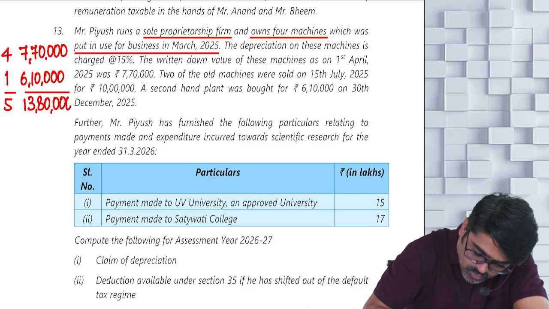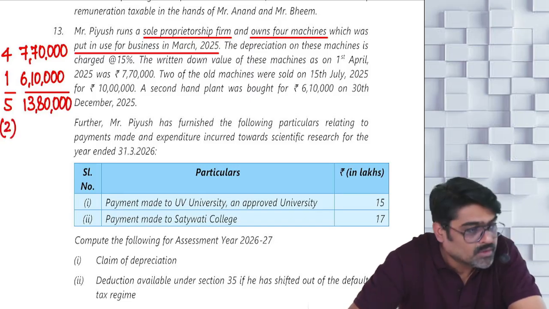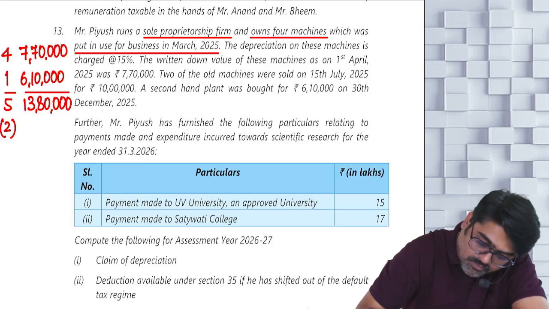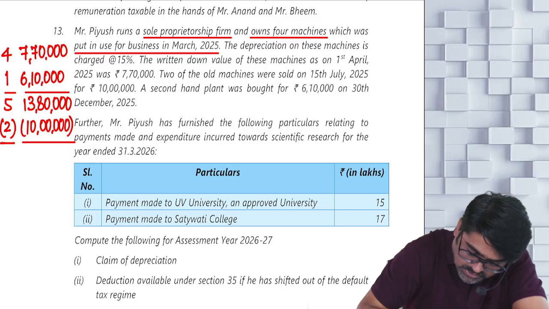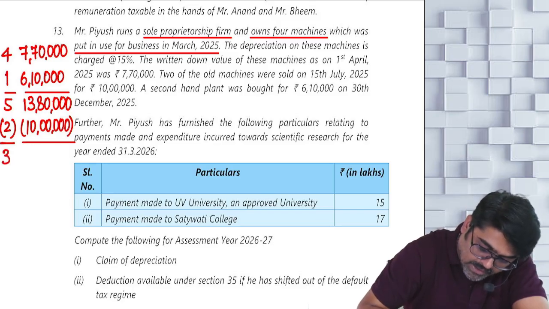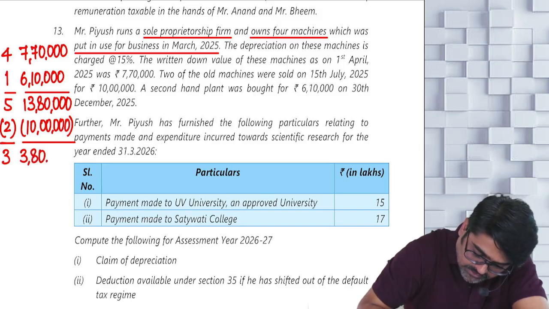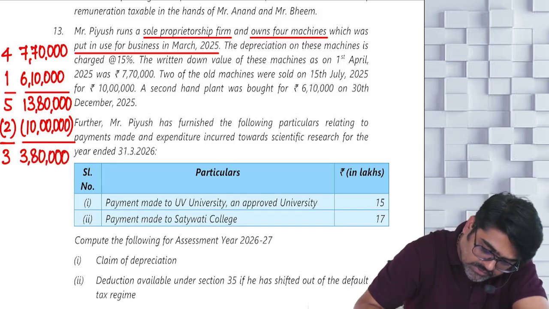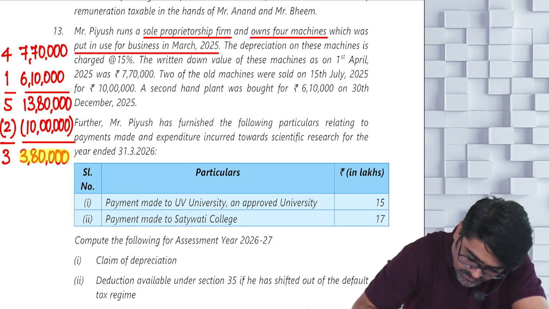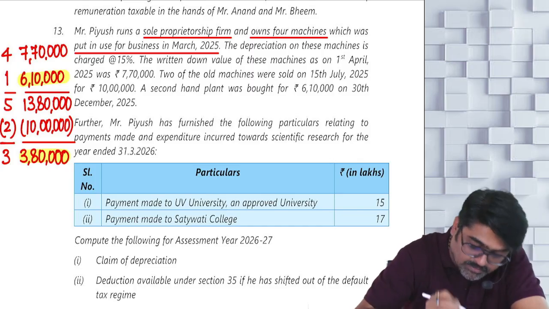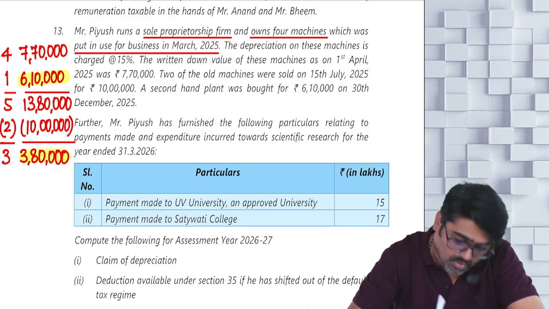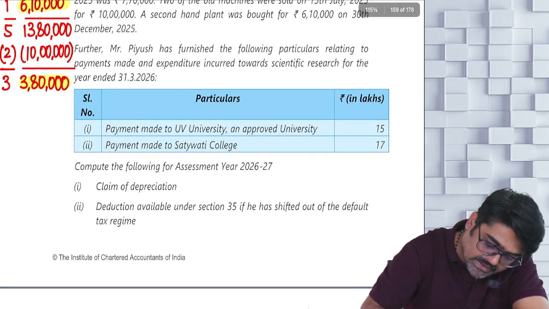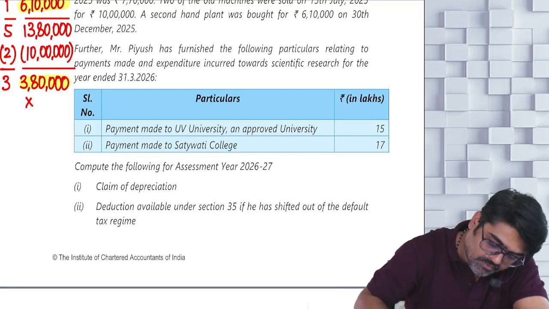And how much is the cost? 13,80,000. Out of this, 2 old machines were sold on 15 July for how much? 10 lakhs. After claiming this, 3 machines are also there and 3,80,000 cost is remaining. Can you see the cost which is remaining right now? 3,80,000 is less than the cost of the machine which was purchased in this year and put to use for less than 180 days. So on this entire value, you are supposed to claim depreciation at half rate.